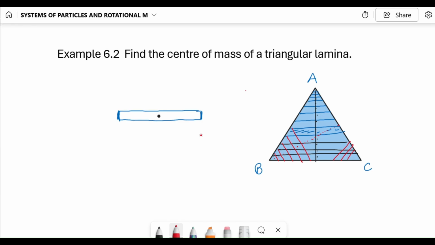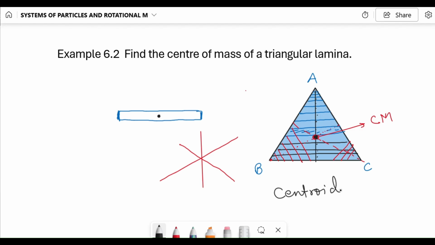In the first case, we found that the center of mass is along this line. In the second case, along this line. And in the third case, along this line. So where these three lines meet is the point where the center of mass lies. This is the centroid, because these lines which are passing through the middle are the medians of this triangle, and these medians intersect each other at a point which we call the centroid. So the center of mass in this case is at the centroid. Now let's take another example and then we will end this video here.